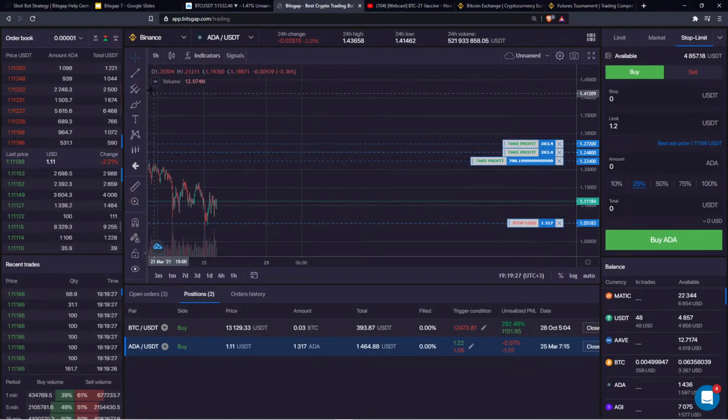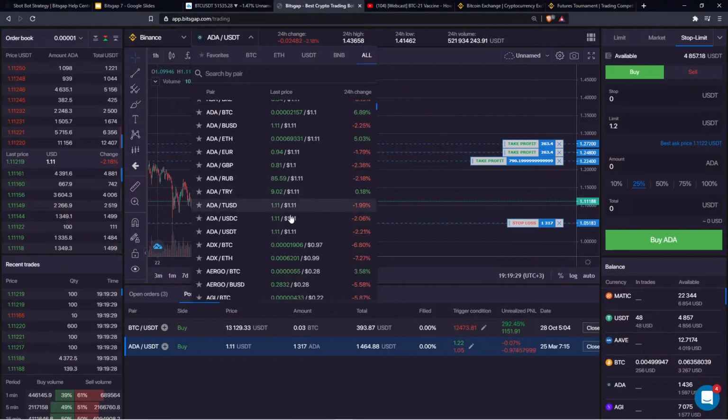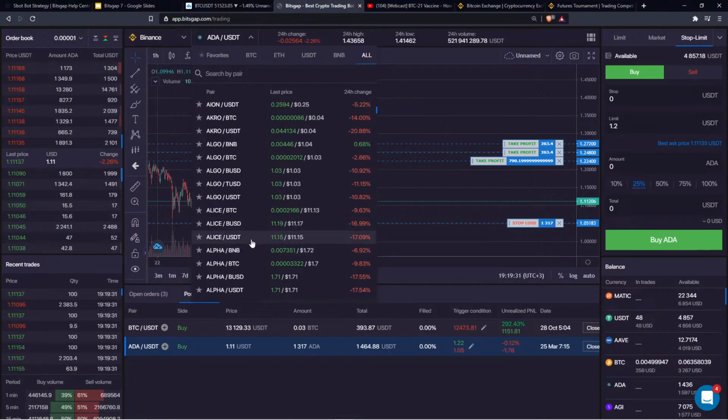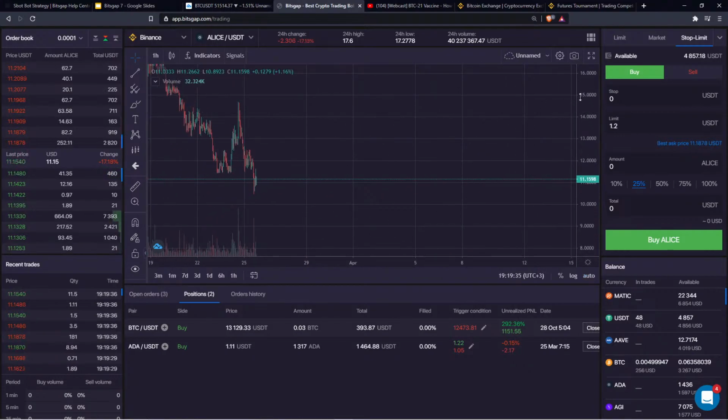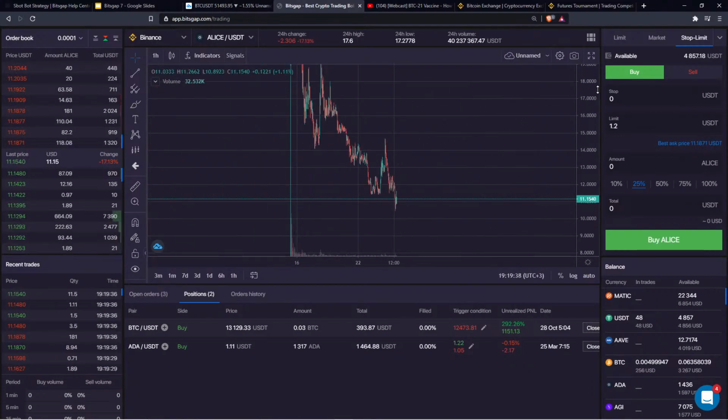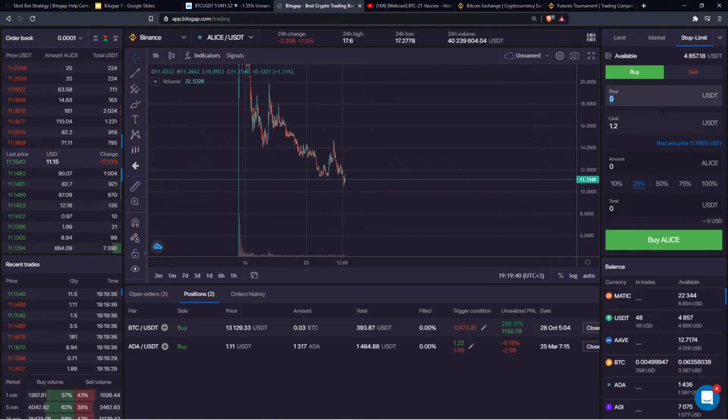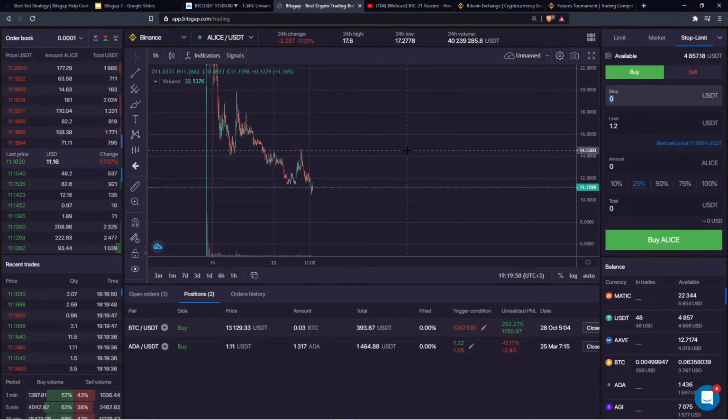Let's remove all the drawings and let's switch to another crypto. Let's say, well, why not Alice trading to USDT? And here we go. So the thing about the stop limit is that you have this thing known as the stop. On other platforms, this thing is also known as the trigger price or conditional price. So the stop stands for the condition that you set at some price.